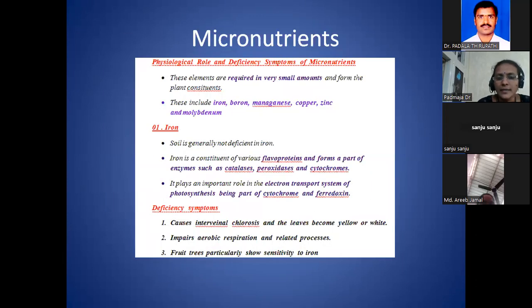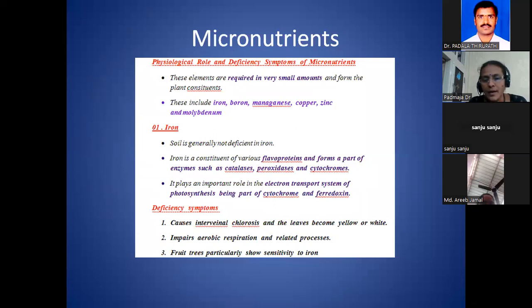And these are the micronutrients. If the intake is a very, very small amount and it forms plant constituents, that is called micronutrients. There are different types of micronutrients. The first one is iron. Iron is a constituent of various flavoproteins and forms a part of enzymes such as catalases, peroxidases, and cytochromes.